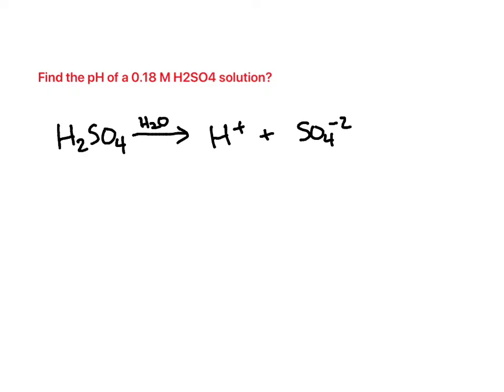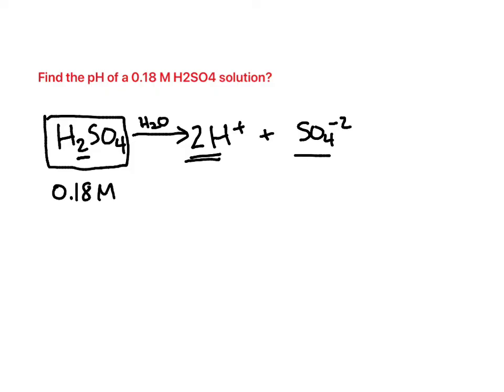Okay, now, if you take a look, you should notice this 2 here. So I'm going to put a 2 here, and what that shows is every time I dissolve one of these in water, I get 2 hydrogen ions and a sulfate ion. Okay, now let's take a look at what the question tells us. We have a concentration of our solute of 0.18 molar.